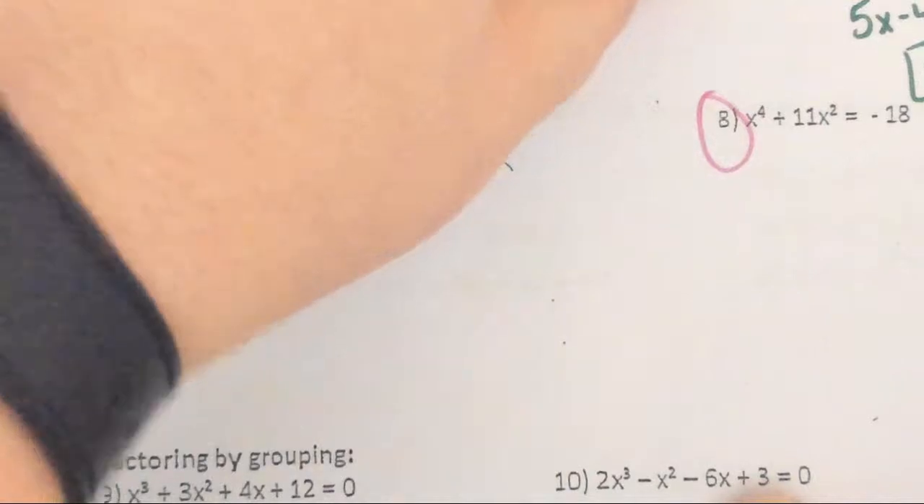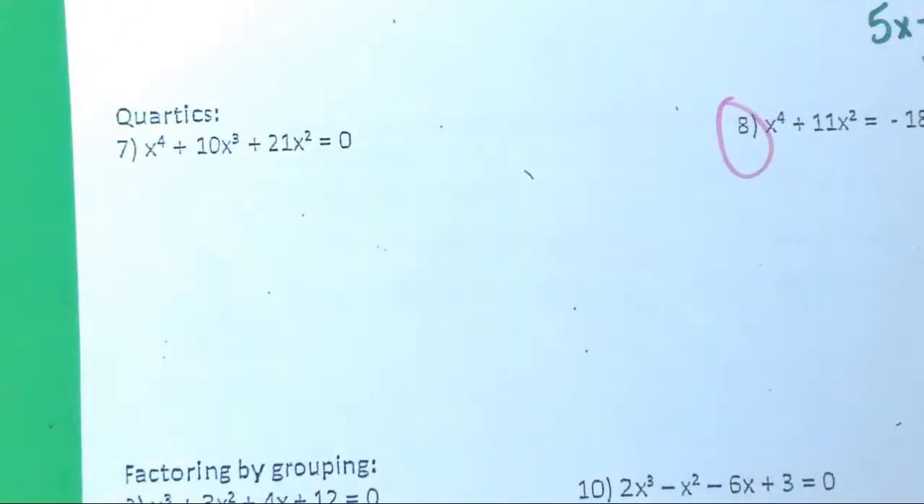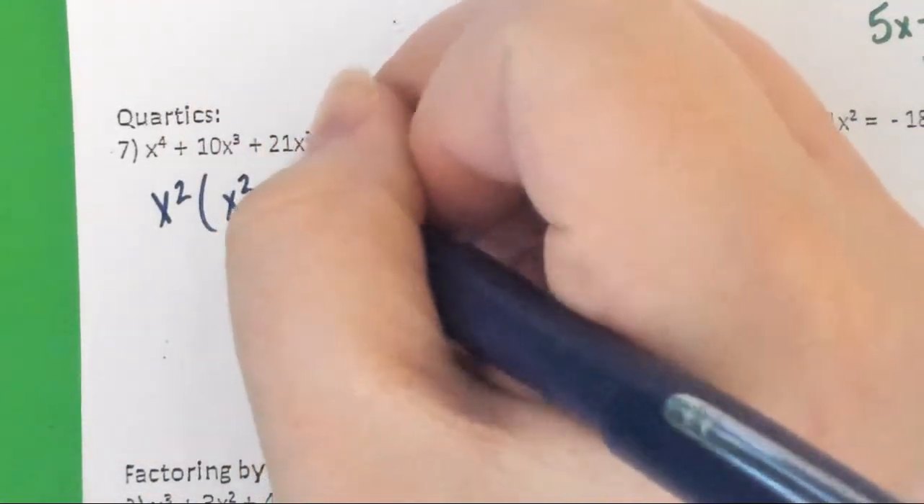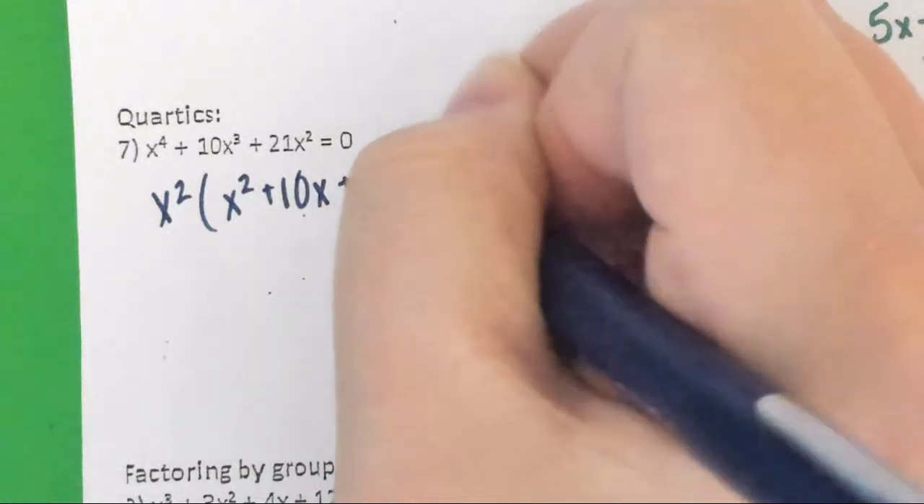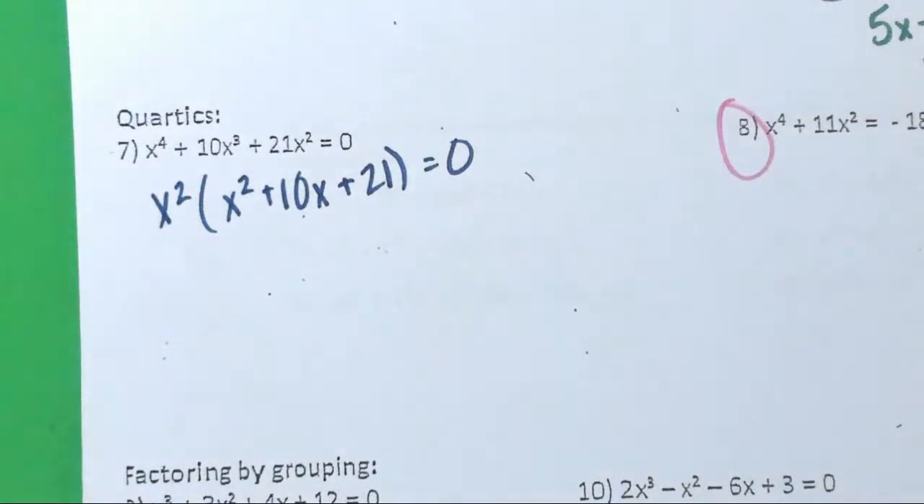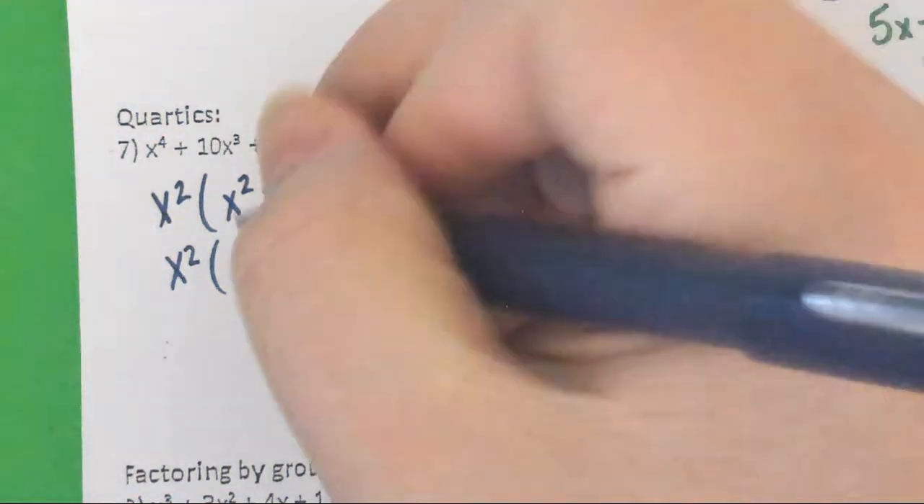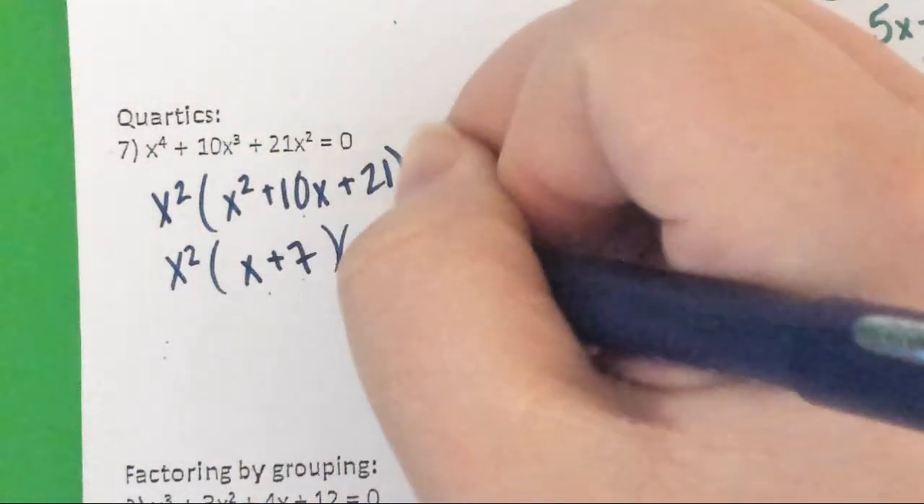Someone tell me what they think we should do on number 7. X squared. Okay, Jax had it first, so we're going to give Jax a point. We're left with x squared plus 10x plus 21, and we set that equal to 0. And suddenly this problem is a whole lot easier. I need 2 things that add to 10 and multiply to 21. Yes, dear, and get your point. X plus 7, x plus 3.